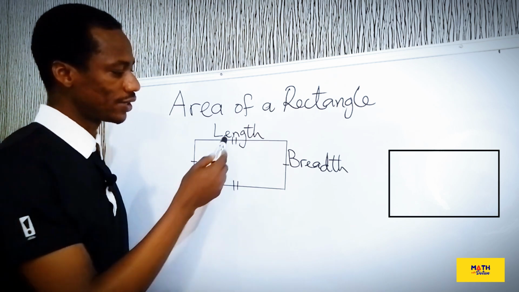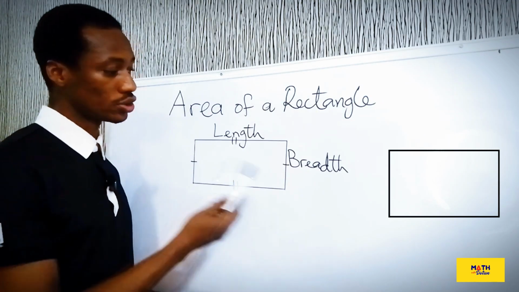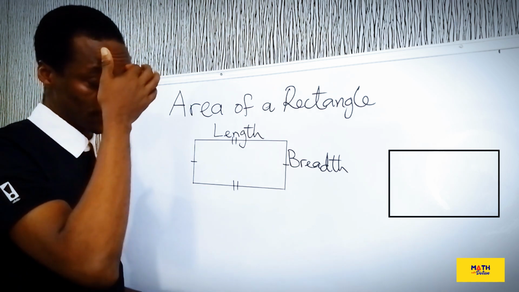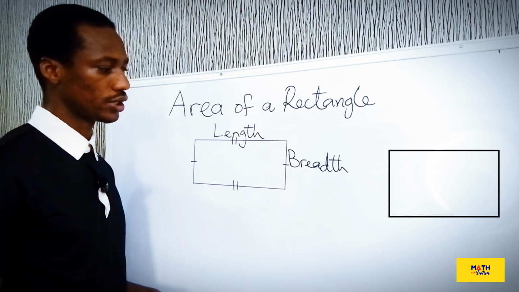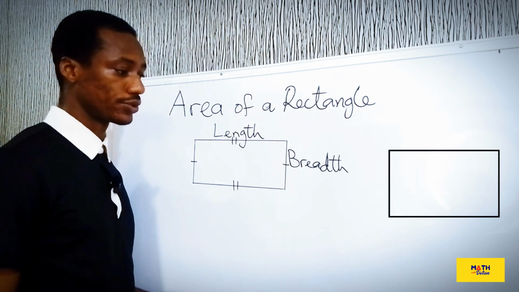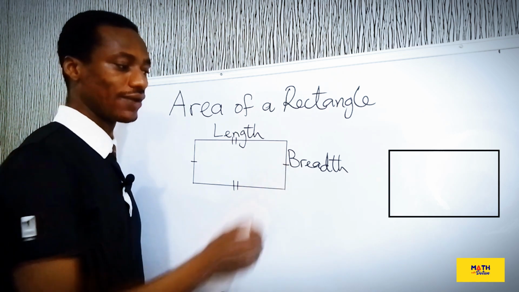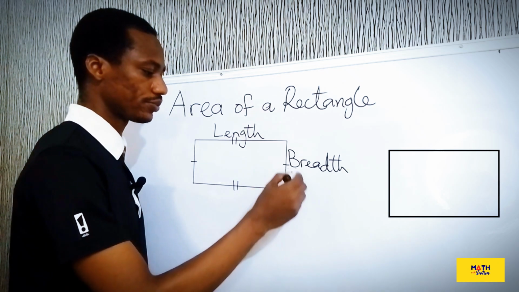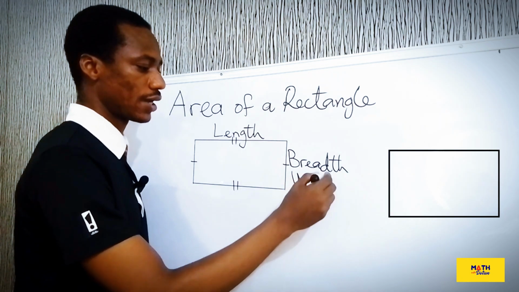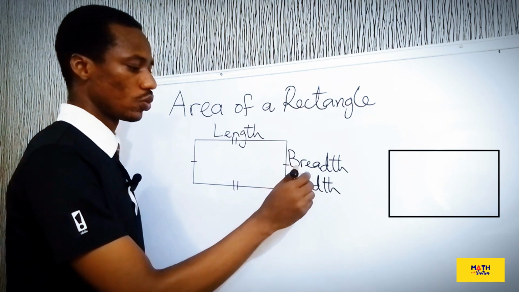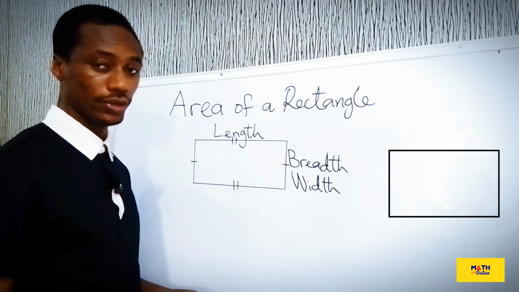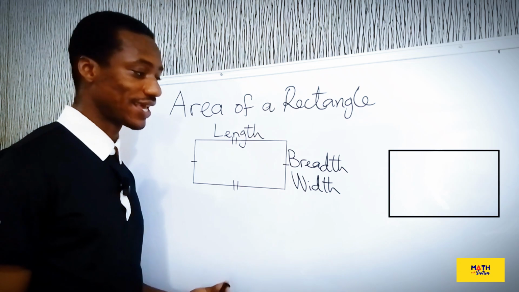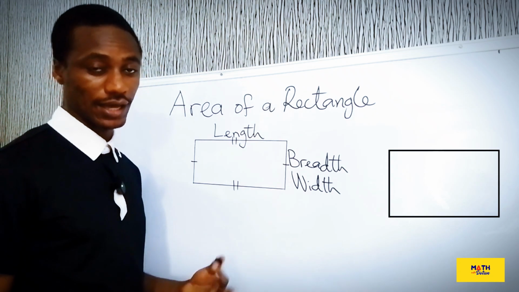Then if you have the length equal to the breadth, that becomes a square, all right? But this is a rectangle. And one other thing we should note is that in some textbooks and some countries, we don't have it as breadth, the shortest side of the rectangle. We have it as width, all right? So whether you have breadth or width, we are talking about the same thing. So breadth is the same thing as width.